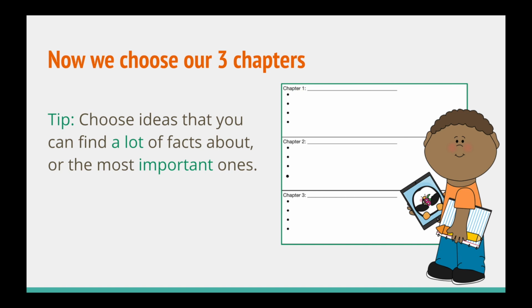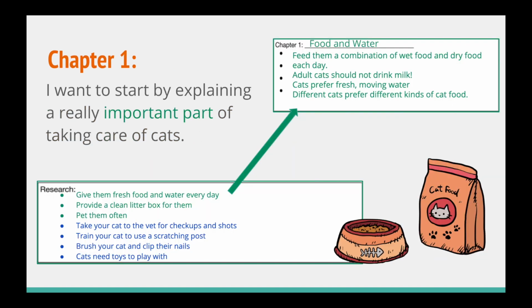Now, I need to choose my 3 chapters. My tip for this is choose ideas that you can find a lot of facts about, or choose the most important ones. So for chapter 1, I want to start by explaining a really important part of taking care of cats. So I looked at the brainstorming I've already done, the research I did both in my brain and online, and I decided that giving your cat food and water is a really, really important part of taking care of a cat.